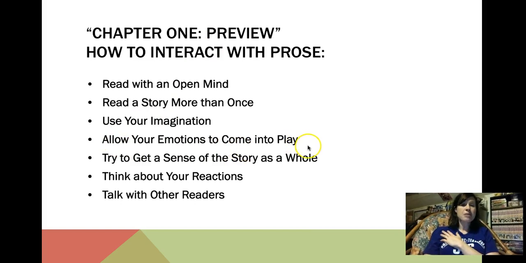Allow your emotions to come into play. When you read something and you don't like it, as I said earlier, be aware of why that is, because that does say something about you and what you believe in your tastes in literature. I've read stories that I couldn't stand and had to walk away from. I would say, and we'll talk about this later on, The Grapes of Wrath. My friend recommended that I read The Grapes of Wrath, and so I did.